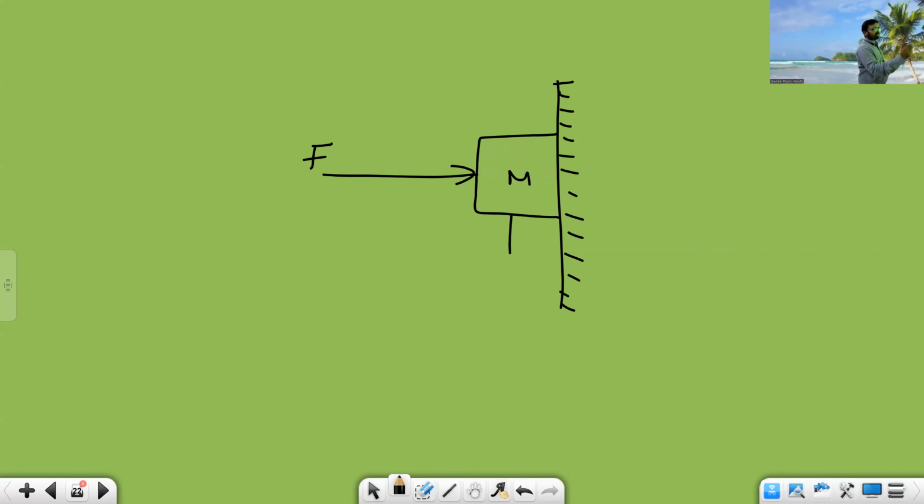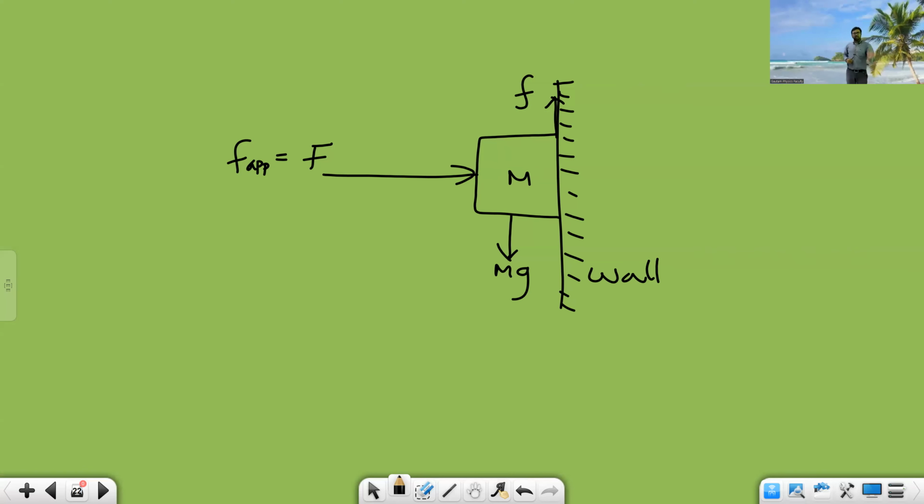The weight will act downward and the frictional force will act upward. Your frictional force is acting upward, weight will act downward, and the applied force on the block is F. And this is the wall. What we are doing is keeping some object on the wall and pressing that object on the wall with a force F.